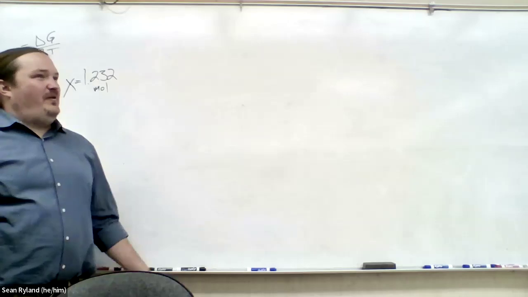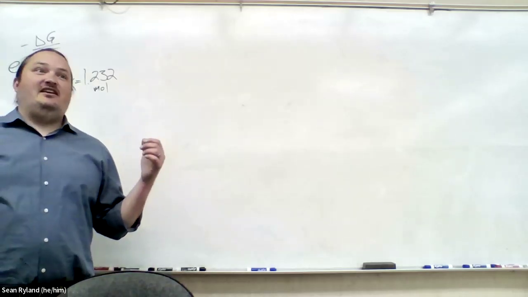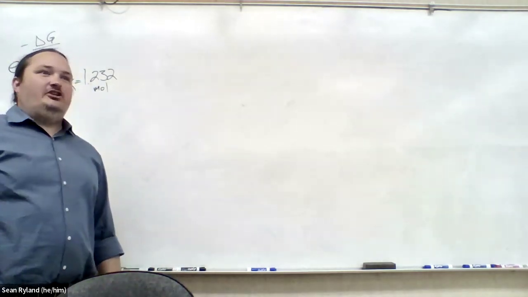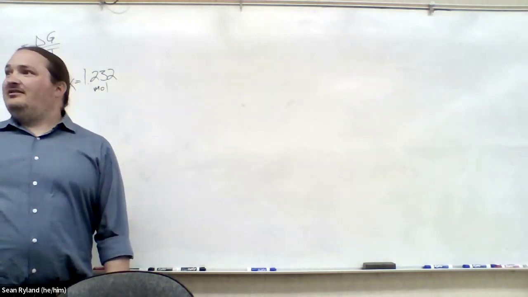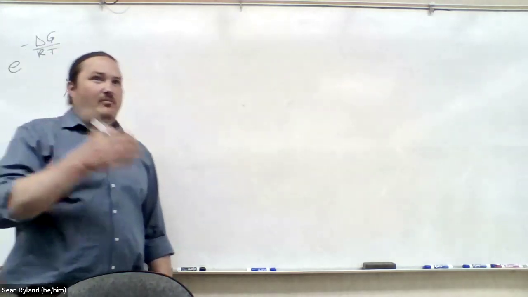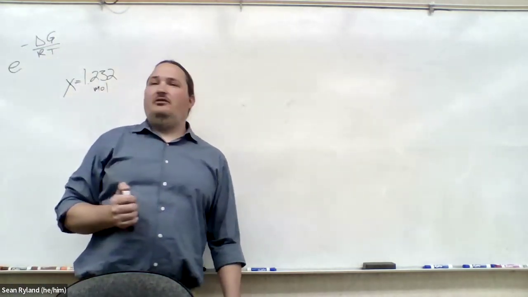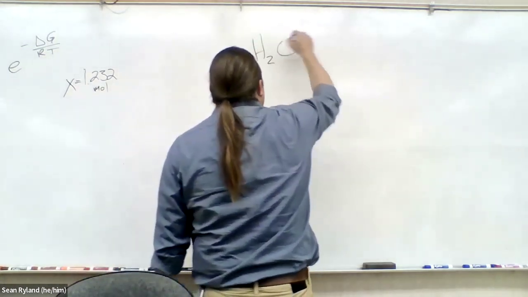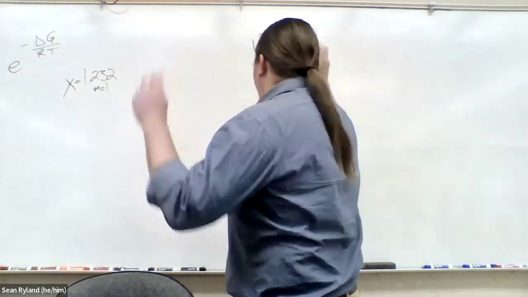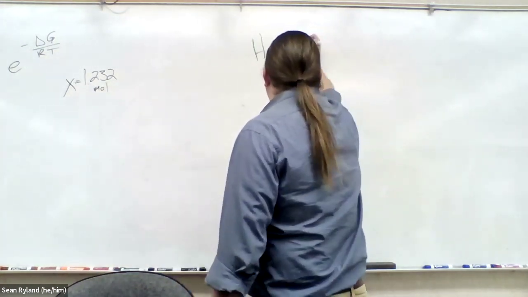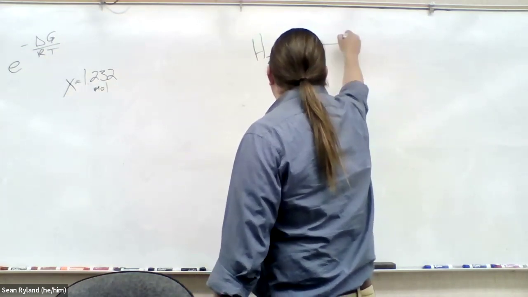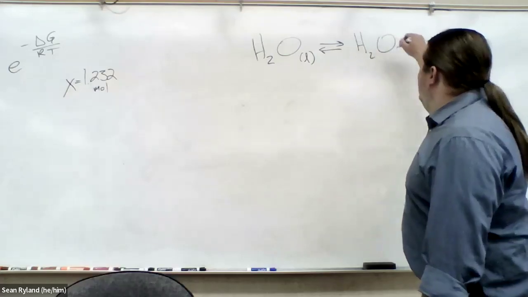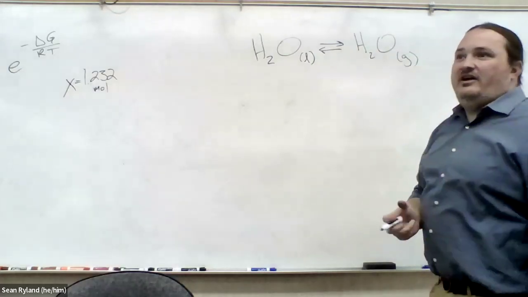Vapor pressure is an equilibrium process. Turns out phase changes are equilibrium processes, especially if you're holding at a constant temperature. So normally we could write the reaction of water evaporating like this, right?